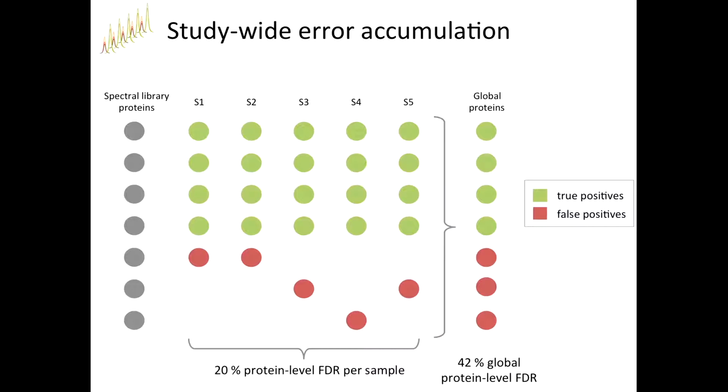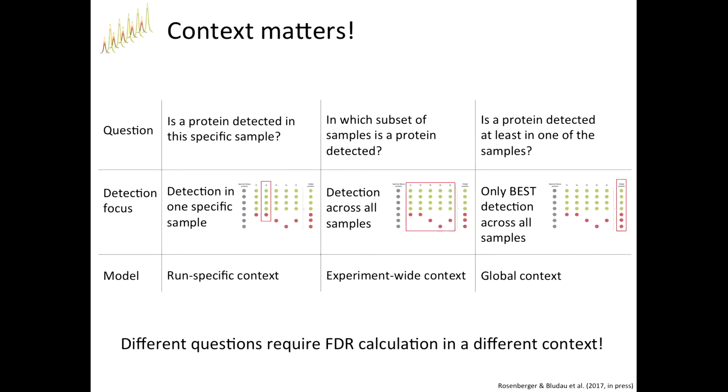So the thing that we thought of are different questions that you can ask, and depending on the question that you want to answer in your specific analysis, you need to perform different FDR estimations. One question could, for example, be whether a protein is detectable in one specific sample. Then you're really only interested in one sample, and this is what we call the run-specific context. And this is also the normal thing that's done in mProphet or PyProphet.